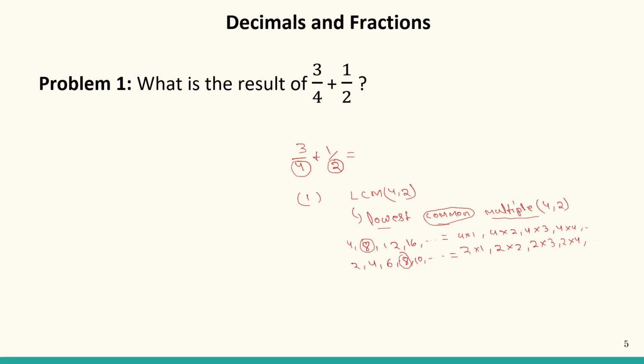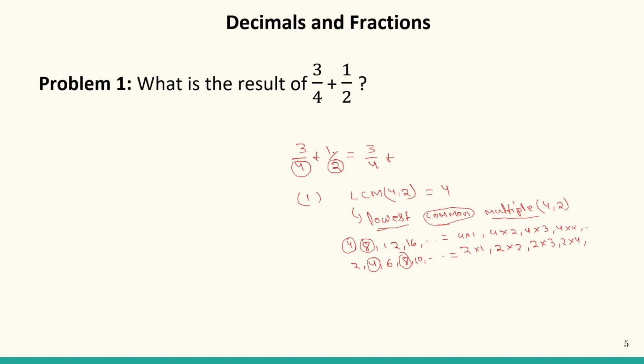We can see here that 8 is common and 4 is common. Since 4 and 8 are both common, we find the lowest. Between 8 and 4, 4 is the lowest. So its LCM will be equal to 4. Now we need to make the fractions with denominator 4. 3 by 4 need not be converted, it remains as it is. So we need to convert 1 by 2.